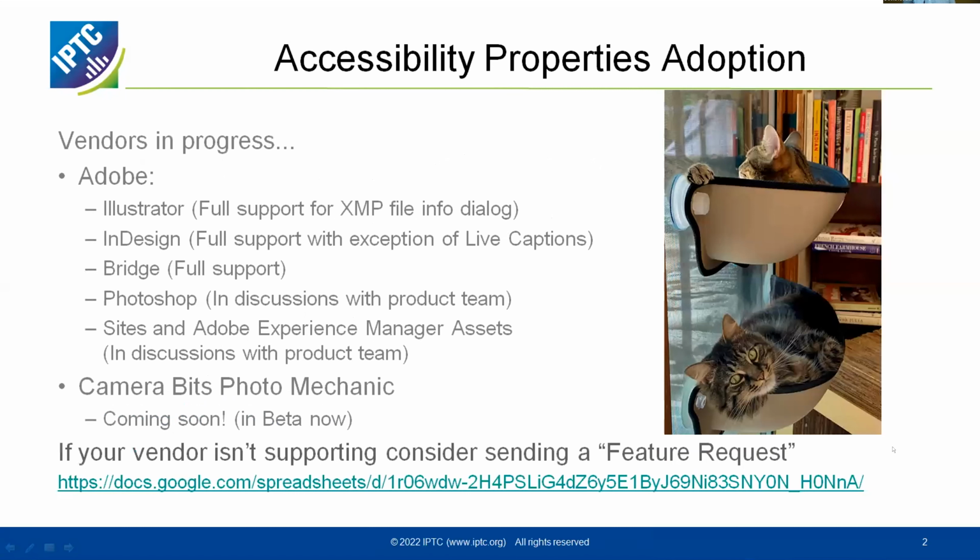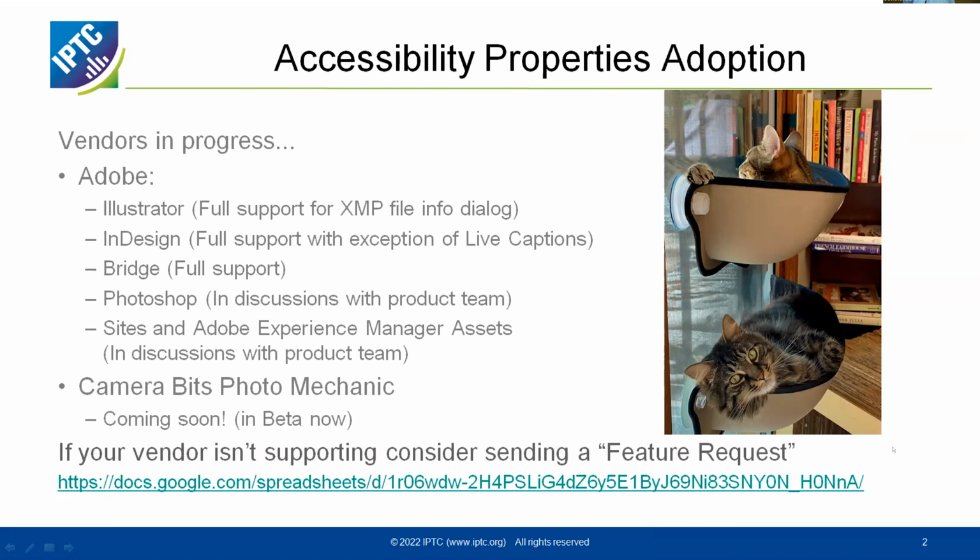My two cat buddies have already been adopted, but some vendors are still in the process of adopting these new paired accessibility properties that are coming. Well, as we saw from Adobe, we've got it in some of the applications there, and some of them are coming. CameraBits has it in beta now, but should be out, I think Mick was saying, hopefully within the next month or two, so at least by Christmas, which would be great.